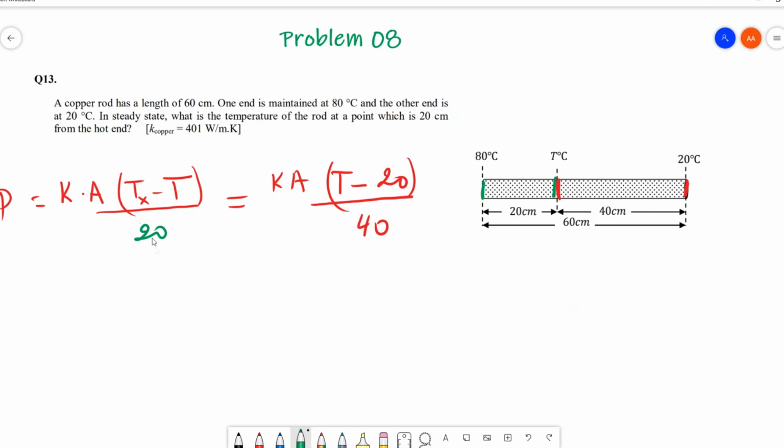I can work in centimeter, but let's put in international unit just to remind you. K will simplify. The area on the left is equal to the area on the right. So I need to find T. X here is 80 because I chose between the 80 and this point. So here I replace it by 80.